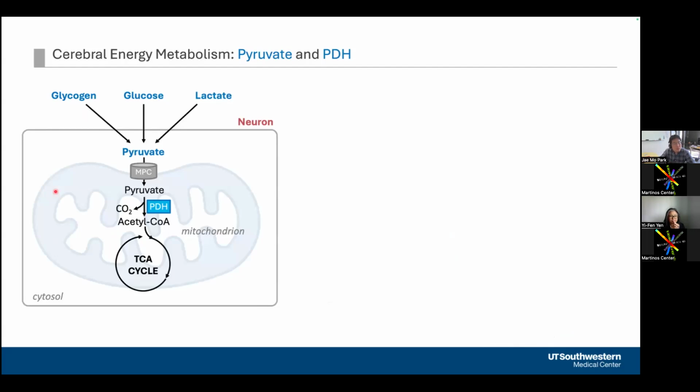So in the more contemporary cerebral energy metabolism concept, the neuron can metabolize multiple substrates. Previously, conventionally, glucose and glycogen were the primary ones, and lactate was generated from the astrocyte. But now lactate can be directly diffused from the circulating blood. So either it is from glucose, glycogen, or lactate.